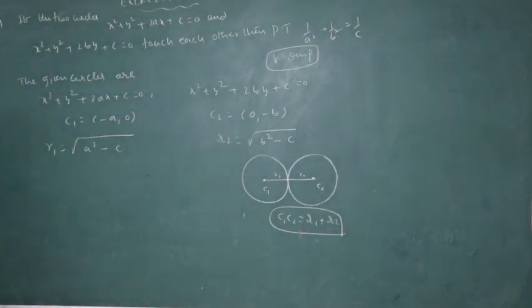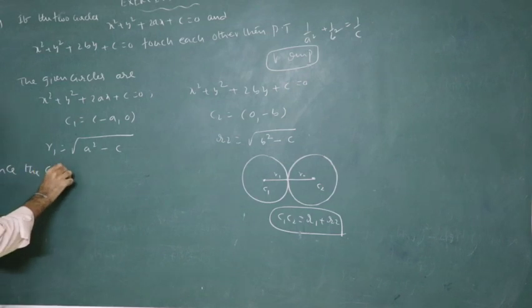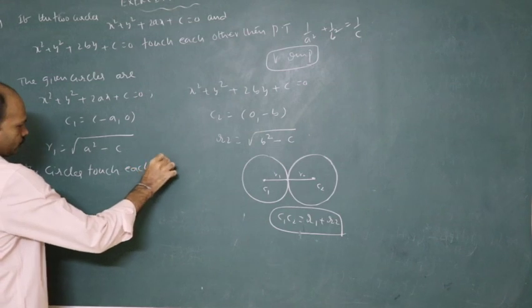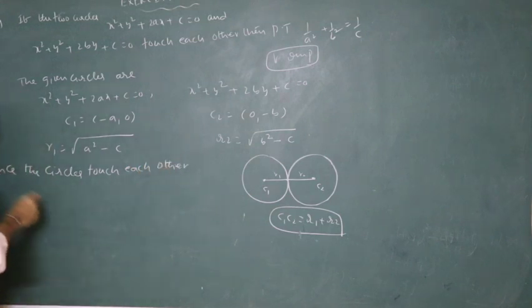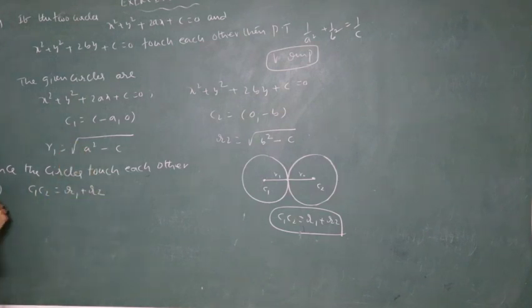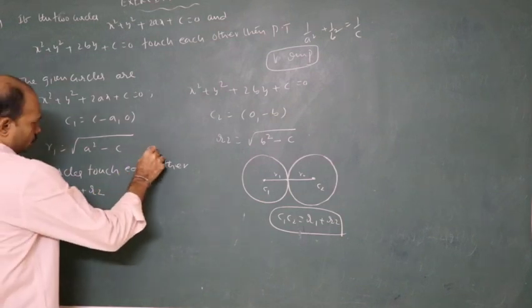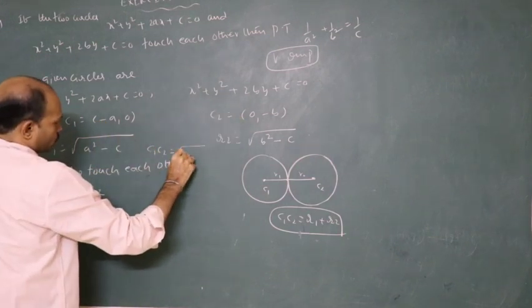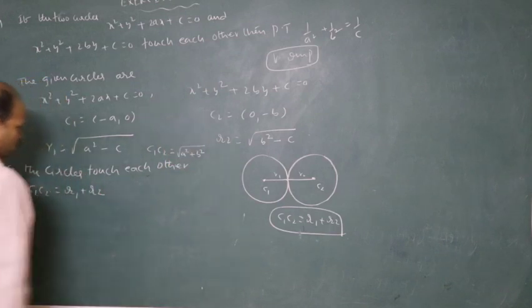Use that condition. Since the circles touch each other, it follows that C1, C2 is equal to R1 plus R2. What is C1, C2? Let us write. C1, C2 is the distance between this and this. Very clear, it is root of a square plus b square.